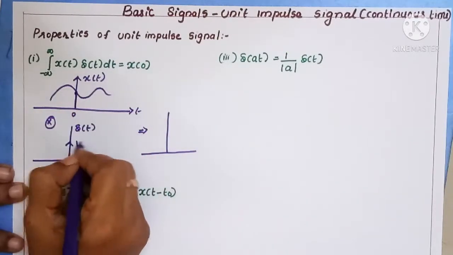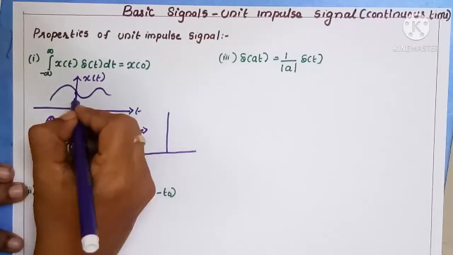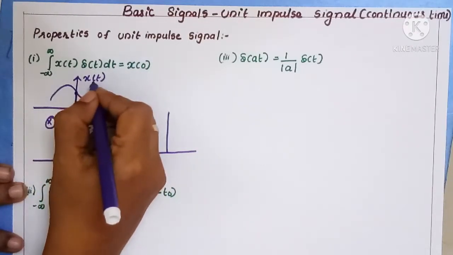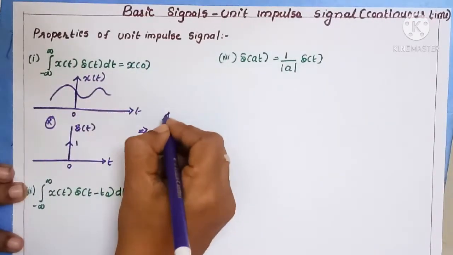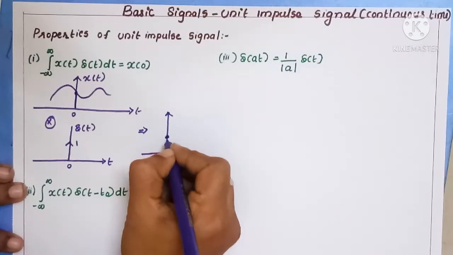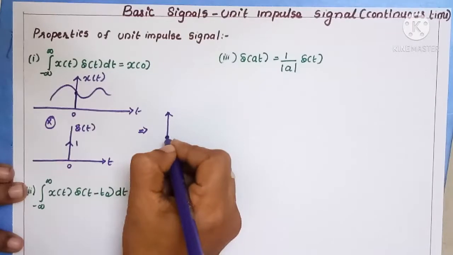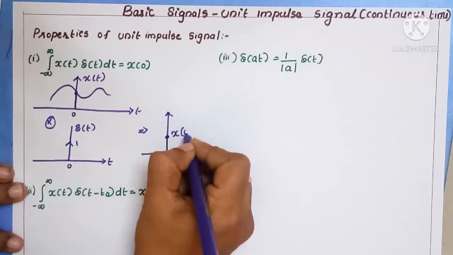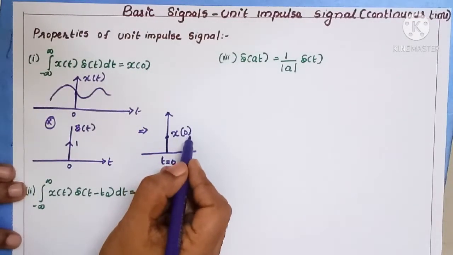Otherwise, if you consider the impulse signal, the right and left side of this y-axis become 0. So here we get 1 into this value. This is our arbitrary signal value. So if you consider our resultant signal, you will get this signal at t equal to 0. This point represents the arbitrary signal when t is equal to 0, the signal value at t equal to 0. So this is our resultant signal.